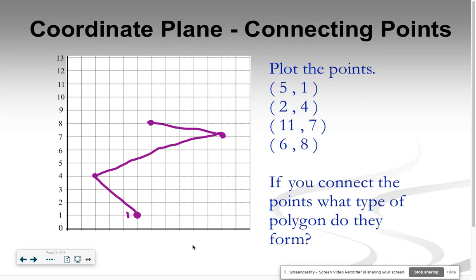If you connect the dots, the points, do they make a polygon? And your answer should be no, because a polygon would have to be a closed figure. Even if we connected our last dots back together, we really did not get a closed figure without crossing lines.